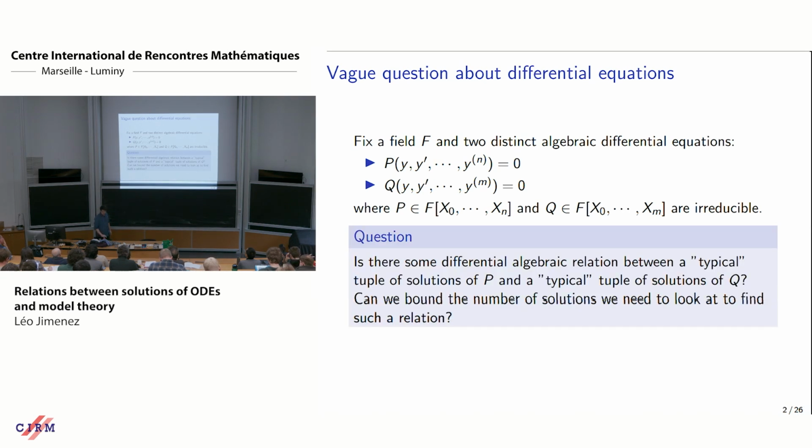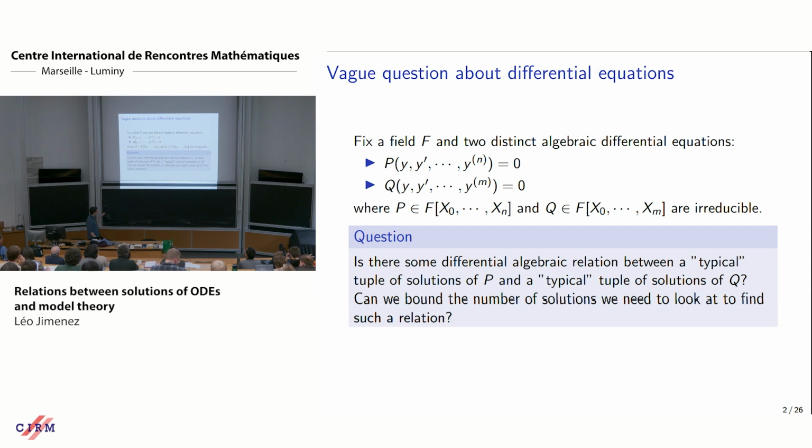And here's the question. Is there some differential algebraic relation between typical tuples of solutions of p and typical tuples of solutions of q? And more importantly, these tuples of solutions could be very large. So can I bound the number of tuples that I need to look at to find if there is a relation? Do I need 100 tuples to find a relation, or 1,000? Who knows. This is the question that I want to answer today.